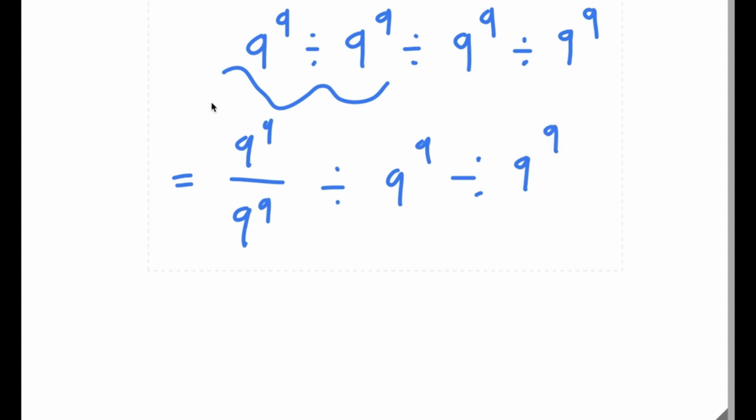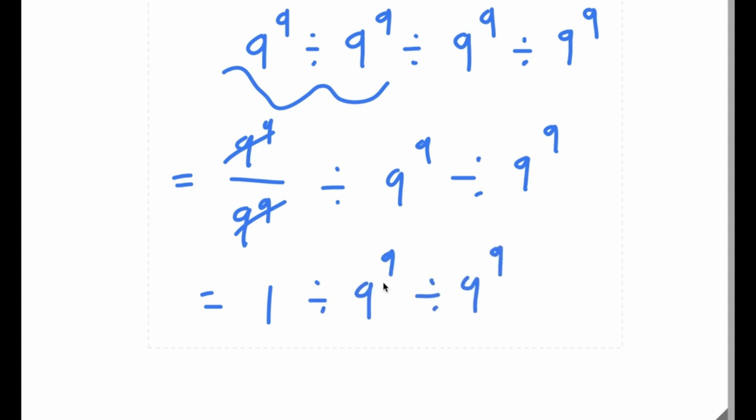Now, remember, we have to go in order because of PEMDAS. So we can't just switch these out. We can't just do this divided by these two. We have to go in order. So what comes first is 9 to the power of 9 divided by 9 to the power of 9. So anything divided by itself is 1, so these two cancel out, and I'll be left with 1 divided by 9 to the power of 9 divided by 9 to the power of 9.